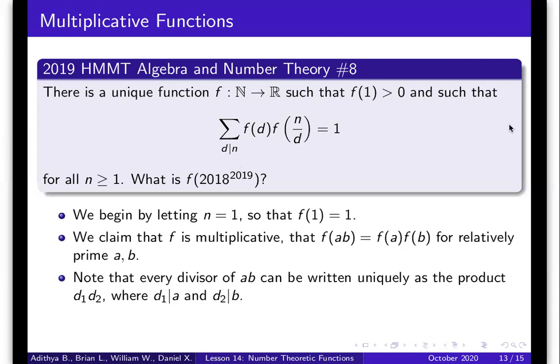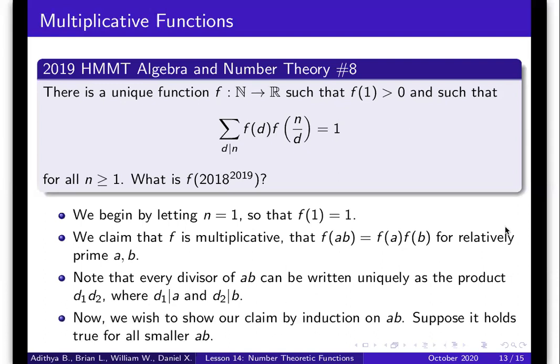Right, so what this tells us is that there's a unique way to write it as a product of a divisor of A and a divisor of B. And this is very useful, right? Because what this allows us to do is, well, if our equation tells us that we can express things in terms of smaller terms, then we're going to try to use induction.